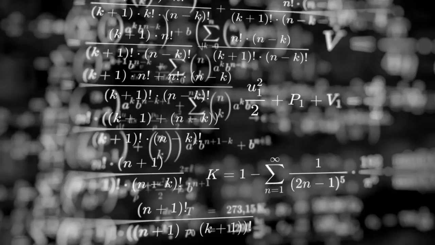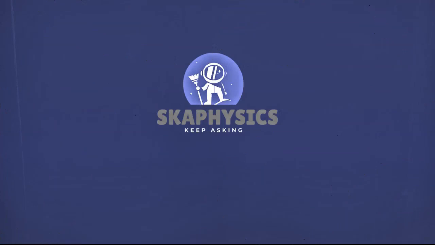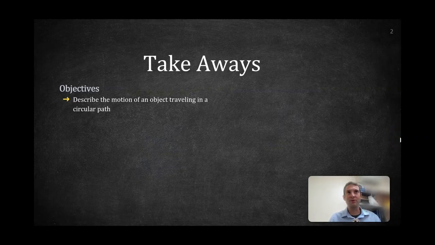Describing circular motion. At the end of this lesson, you'll be able to describe the motion of an object traveling in a circular path. A lot of vocabulary with this lesson, so make sure you get it all down. It's going to help with understanding all of the other information loaded throughout this lesson, and there is a ton.